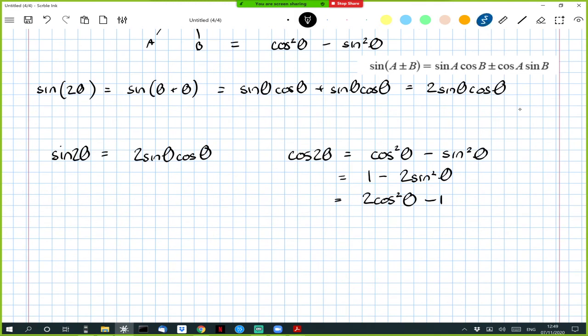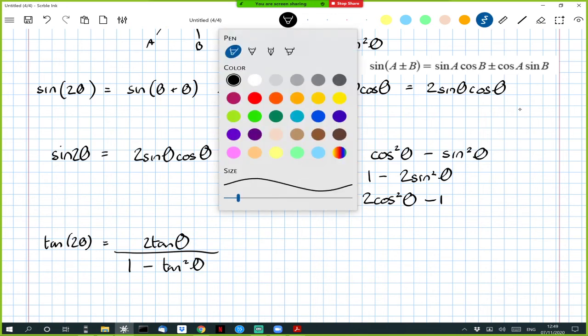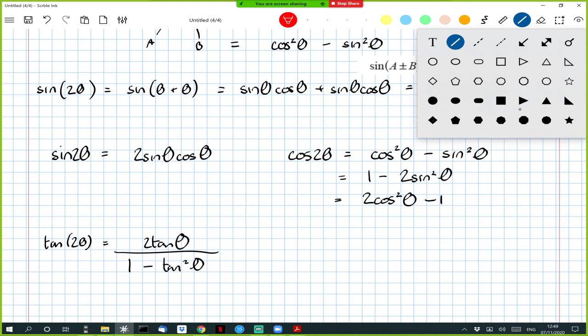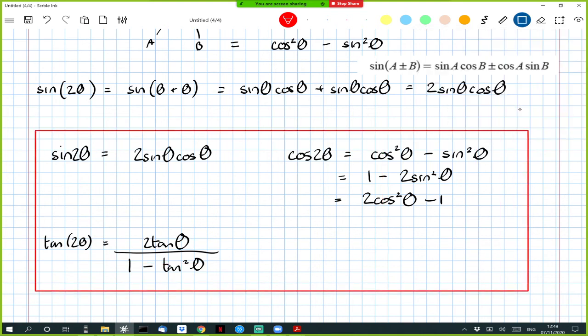And you also need to remember the one for tan, which you can prove a similar way to the way we did for sine and cos. So tan of 2 theta equals 2 tan theta over 1 minus tan squared theta. Again, all of these need to be learnt and remembered.